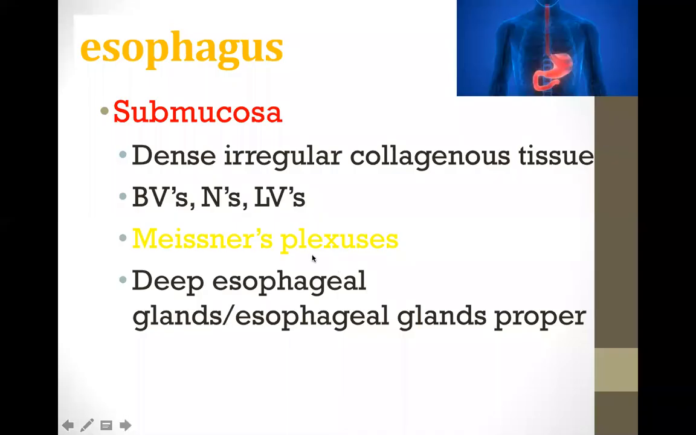Tignan natin. All right. So at the submucosa, as I mentioned, it's composed of dense irregular connective tissue. It contains our Meissner's plexuses. So again, Meissner's plexuses, they are responsible for secretion in the GI tract, especially at the esophagus. But the deep esophageal glands, that's one of the characteristic features of the esophagus. Kasi nga, wala naman talaga dapat glands sa submucosa. And we call the glands at the esophagus in the submucosa as your deep esophageal glands or esophageal glands proper. Okay?